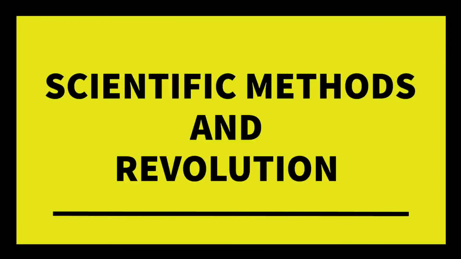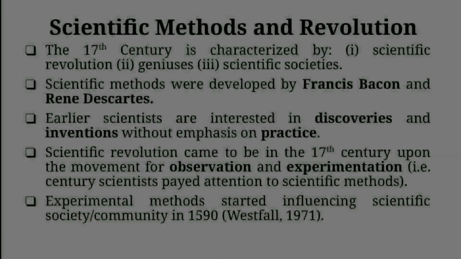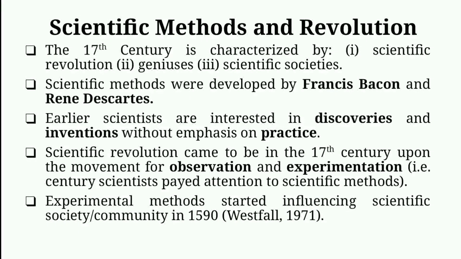Scientific methods and revolution. The 17th century is popular for the fact that a lot of scientific revolutions occurred during the period. It is during the period that a lot of scientific geniuses were discovered. Scientific societies also sprang up during the 17th century. A number of scientific methods were developed during the period by Francis Bacon and René Descartes.